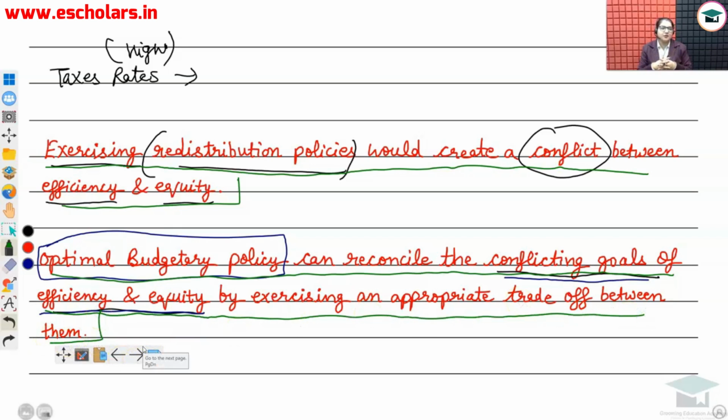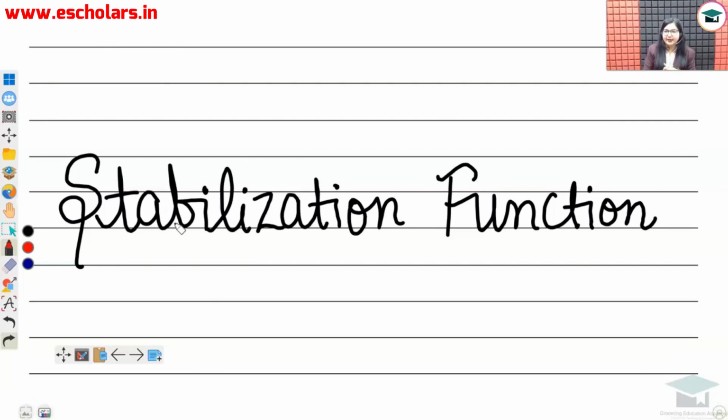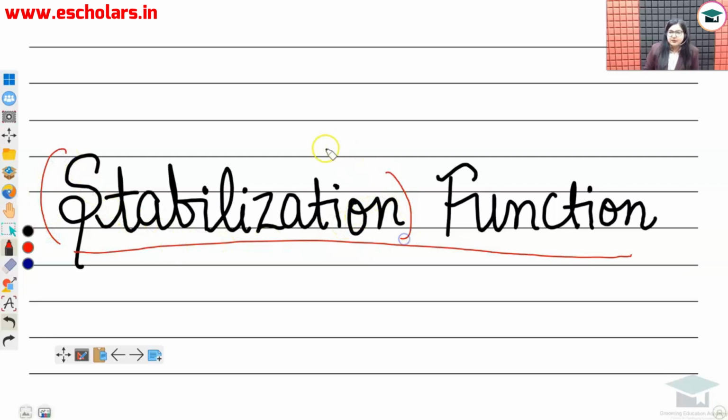So I hope, students, the redistribution function is clear to you. Till now we have discussed the allocation function and the redistribution function. Now we are going to discuss the stabilization function. Now students, what is stabilization? Stabilization is basically balance.